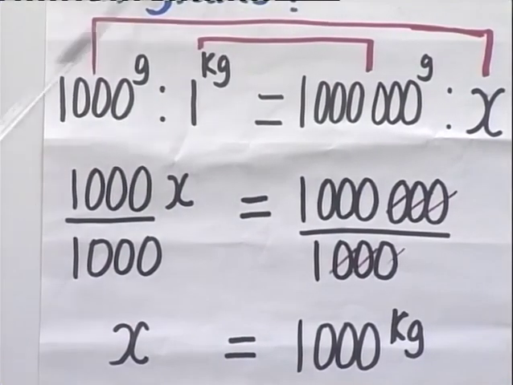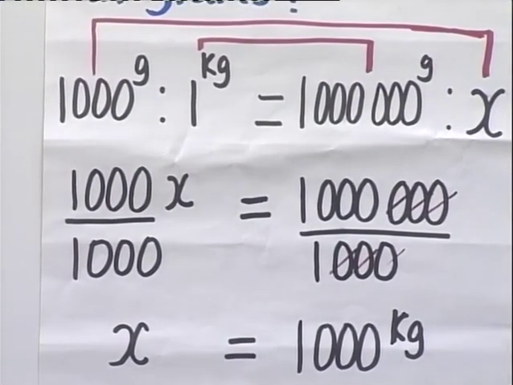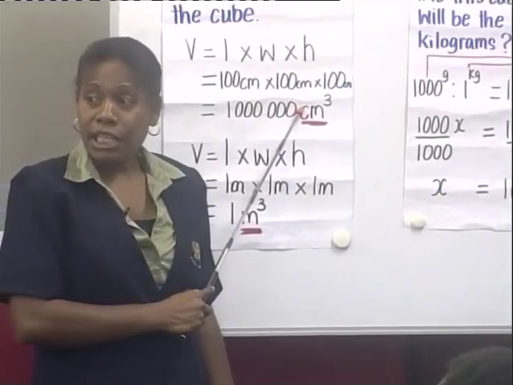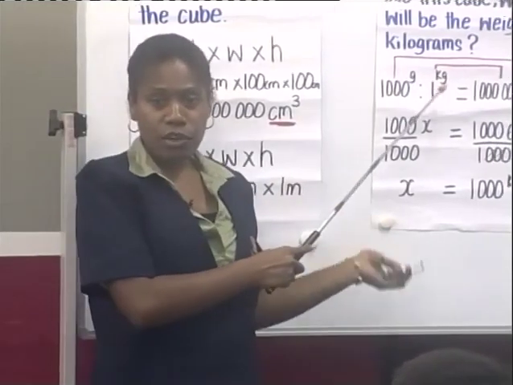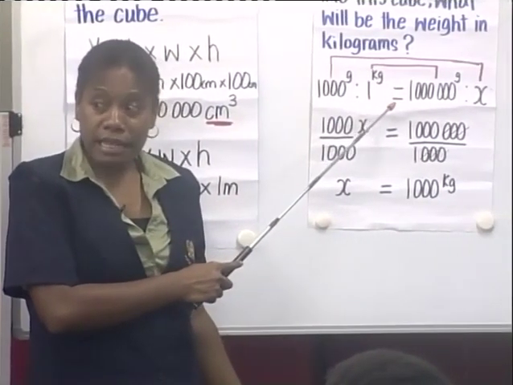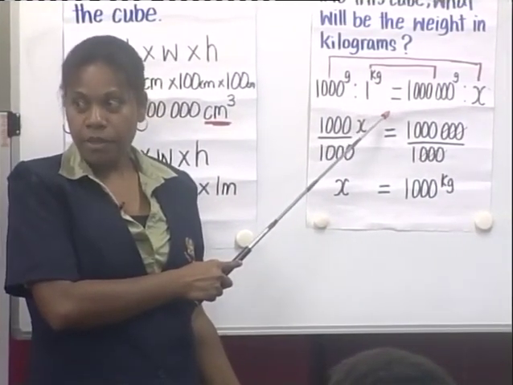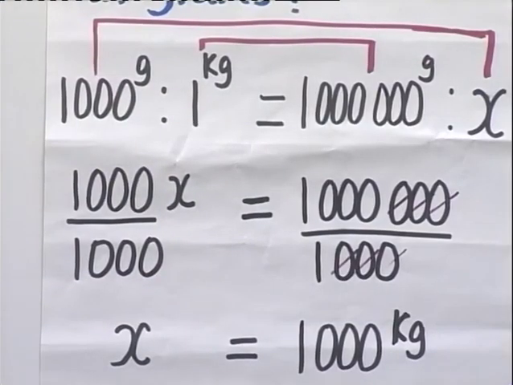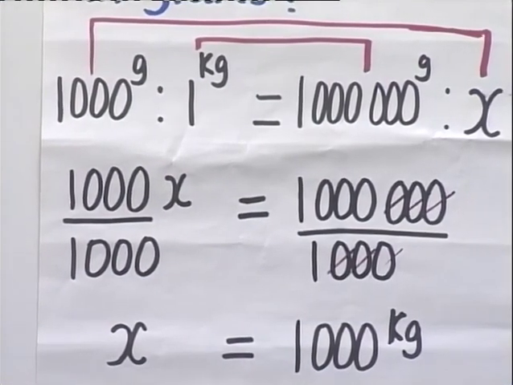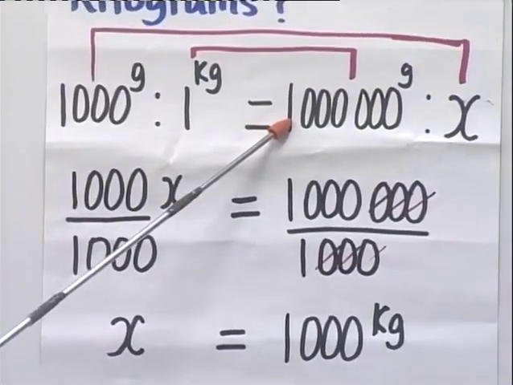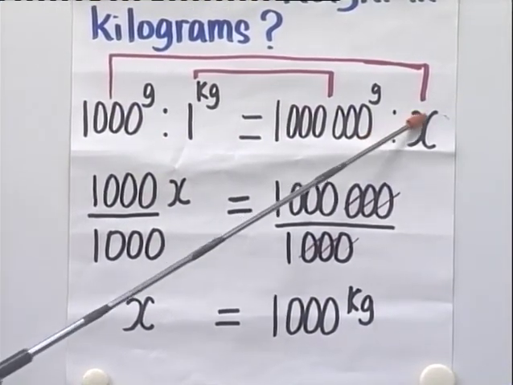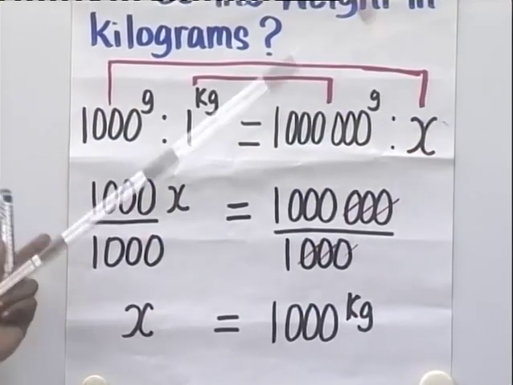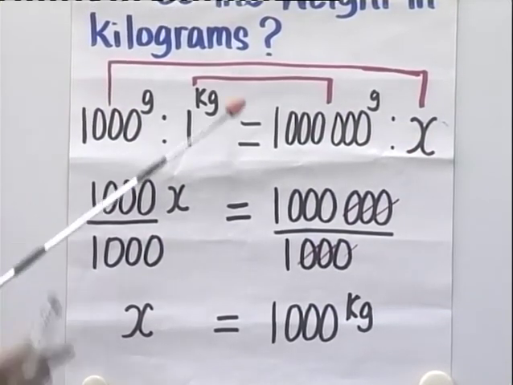Now, because the volume of this cube is 1 million cubic centimeters, if I convert that into grams, it will be 1 million grams, because 1 gram is the weight of 1 cubic centimeter of water. So that's how I got 1 million grams, which is unknown. We don't know what is the weight in kilograms of this cube.